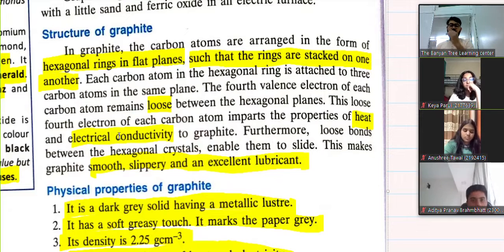Structure of graphite. In graphite, the carbon atoms are arranged in the form of hexagonal rings in flat planes.